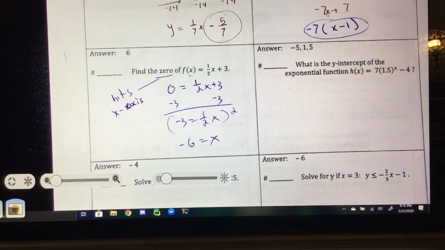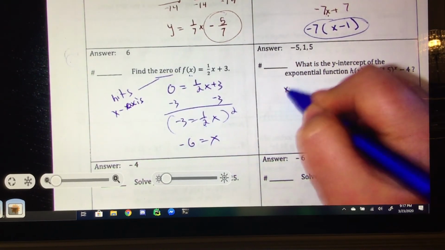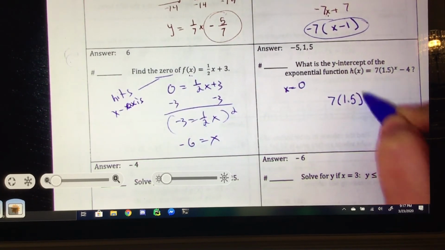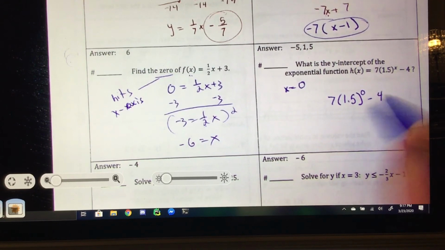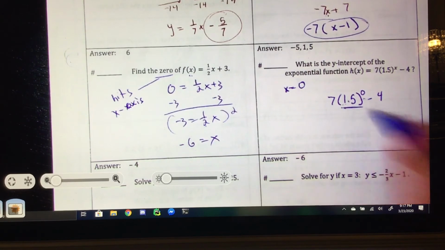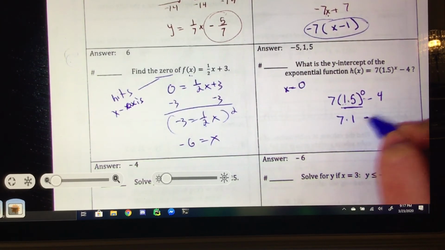Next problem, zooming right along. You can use your graphing calculator for this. It's awesome. But what is the y-intercept? Again, that's when x equals 0. So I could plug in 7 times 1.5 to the 0 power minus 4. Remember, anything to the 0 power is 1. So this part right here becomes 1. So it's 7 times 1 minus 4, which equals 3.